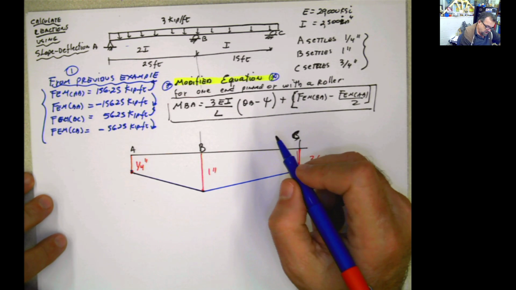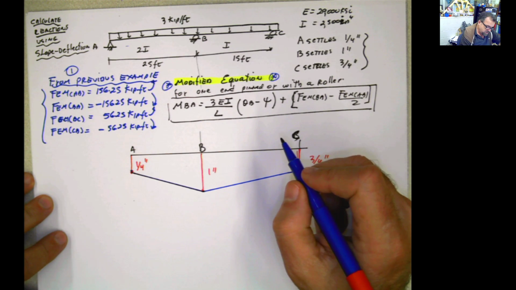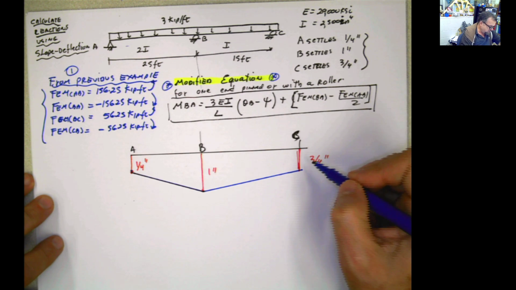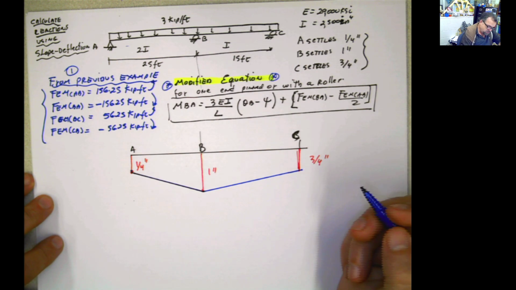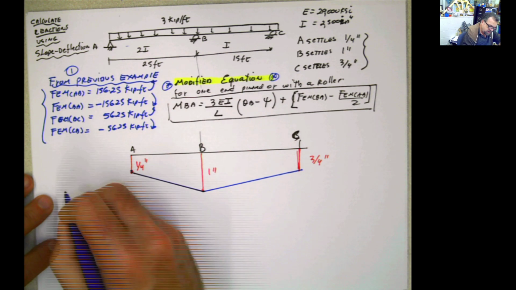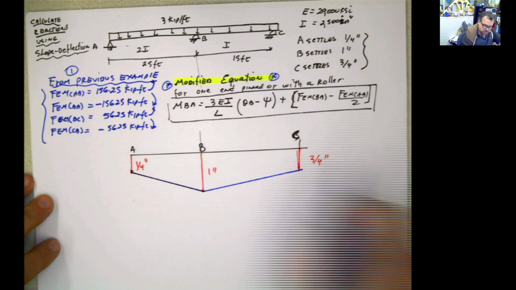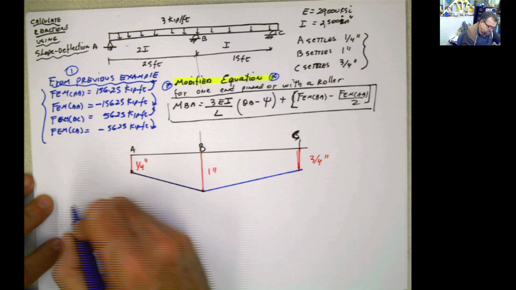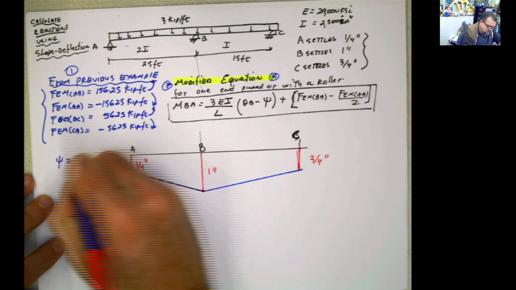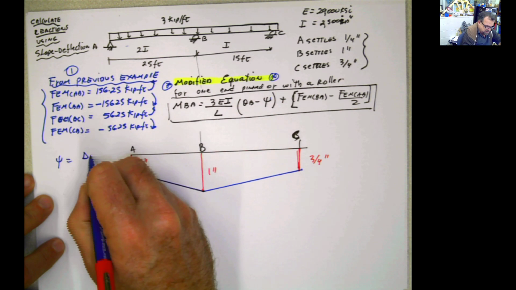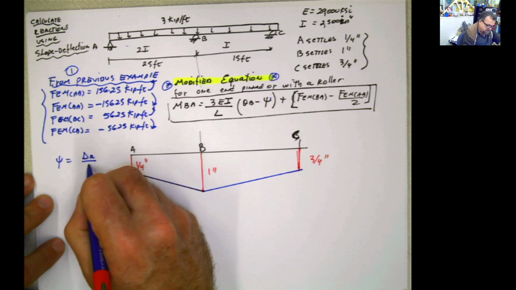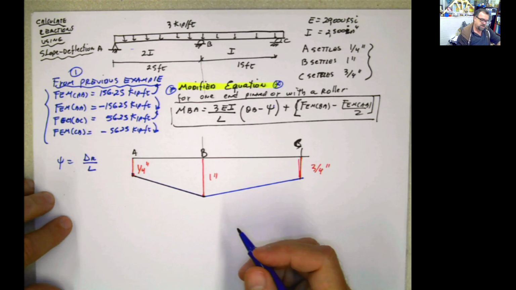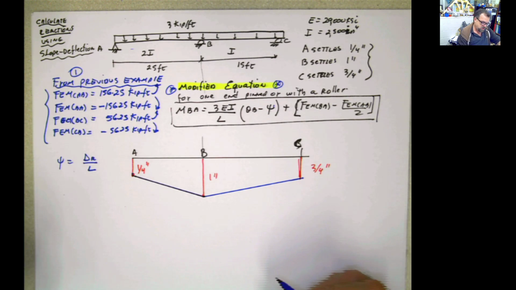Now, what we didn't have before is this part. The first item I want to do is calculate this value, the psi value, because in the previous example we didn't have it. Remember, psi is the relative displacement of the two points divided by the length, and you have to put the sign, positive or negative, according to the convention that we're using.